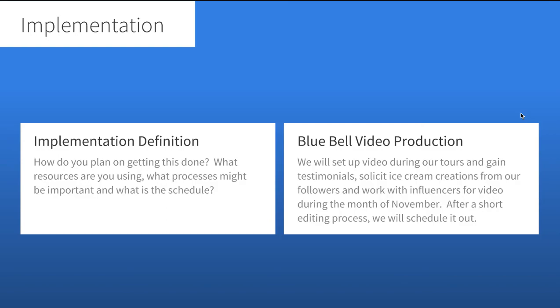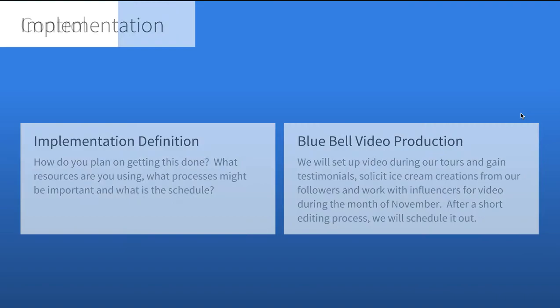In terms of implementation, it would just be a couple paragraphs talking about your video production and how that might look, right? And how long that might take. How do you plan on getting this done? That's the implementation. It doesn't have to be long. I wouldn't say that this is a focus of your plan, but it should have an element of it.